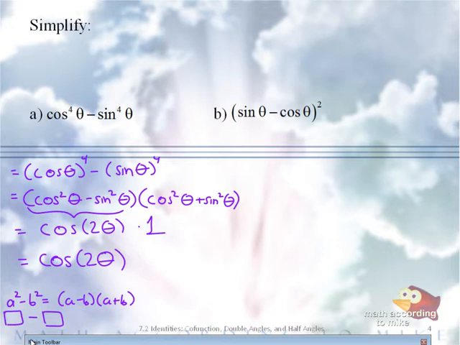Okay, how about part B? Sine theta minus cosine theta. What do you think we should do? You put it on a turkey before you put it in the oven. Foil. Thank you.